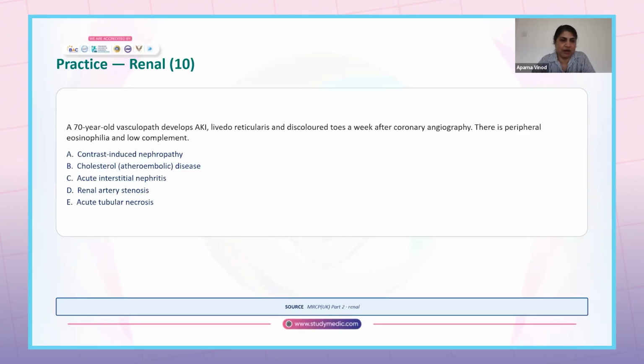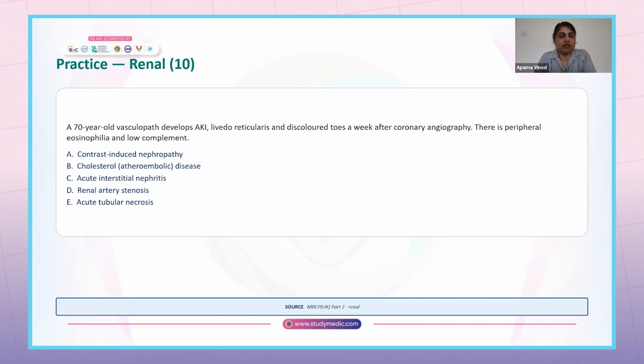What is happening here? Is it contrast-induced nephropathy? Is it cholesterol, atherosclerotic disease? Is it acute interstitial nephritis, renal artery stenosis, acute tubular necrosis? So I'm sure you would have thought it would be either acute interstitial nephritis or cholesterol, atherosclerotic disease.